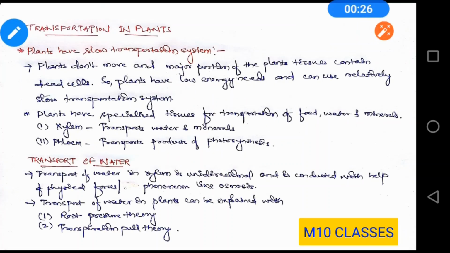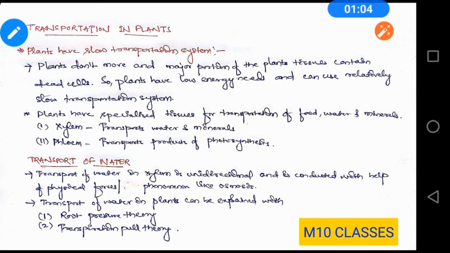So students, we are going to start with transportation in plants. Now plants have a slow transportation system. As you have already seen, in humans and mammals, we have a very active transportation system. But why do plants have a slow transportation system? Plants do not move, and the major portion of the tissues present in plants are dead. So plants have low energy needs, and as they have low energy needs, they can use a relatively slow transportation system.